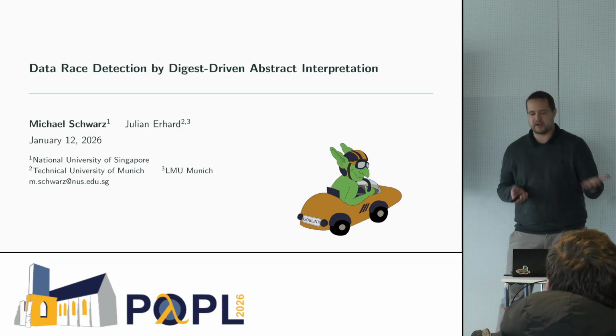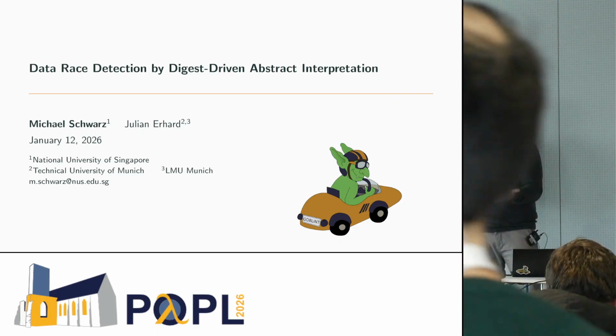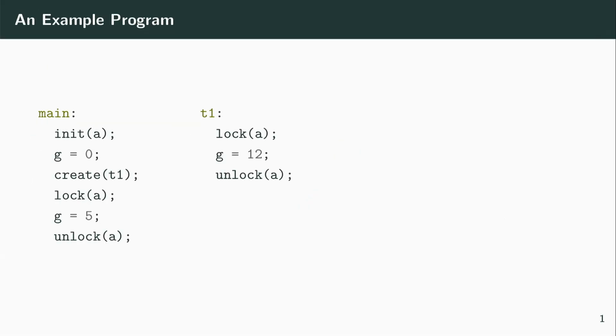Today I'll be talking about data race detection by digest-driven abstract interpretation. Throughout this talk, we'll be looking at this example a couple of times, so it may be worth spending some time looking at it. It's a very simple example program. We have two threads, namely the main thread and another thread T1. And we have a set of mutexes. In this case, we have this mutex A.